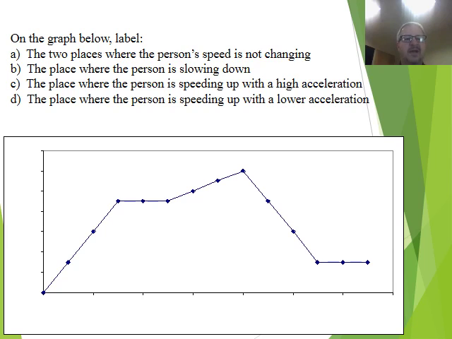Okay, here's another graph. It's similar to the last one that we saw, and it wants you to take a moment to try to label the 4 places listed below. So the first one is 2 places where the person's speed is not changing, and then the second part, B, is find the place where the person is slowing down, and then C is find the place where the person is speeding up with a high acceleration, and the place where the person is speeding up with a lower acceleration. Alright, so pause the video and draw this out on a sheet of paper. If you have graph paper, it makes it a lot easier, but if not, just use plain paper.